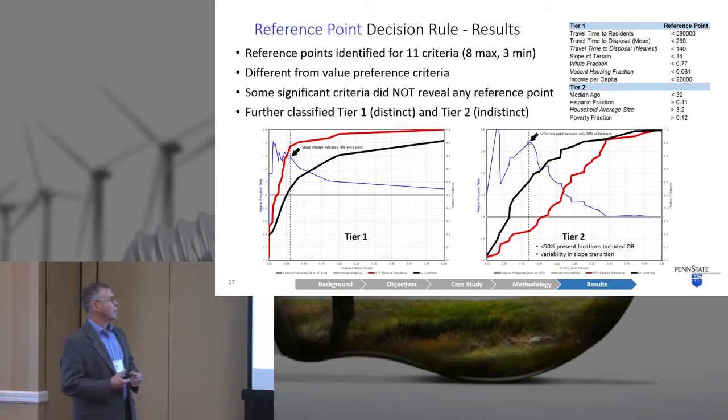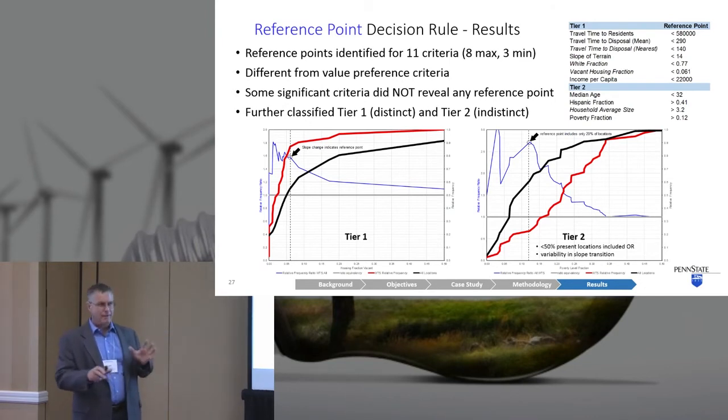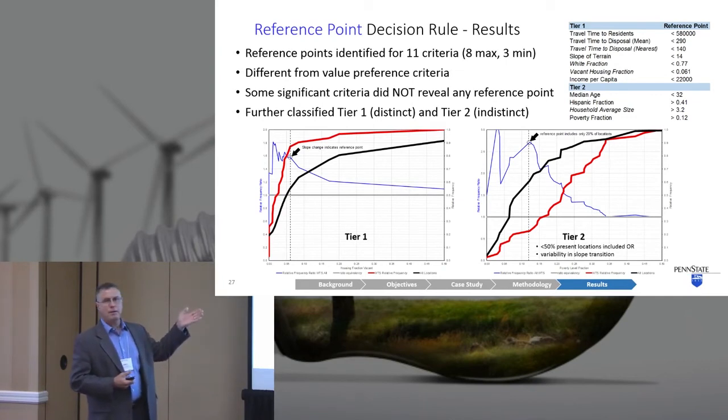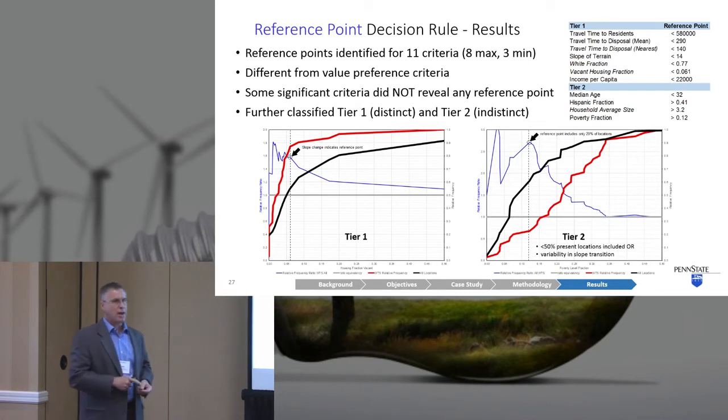I did a further classification just because sometimes this was very clear to see and sometimes it was a little bit subjective in terms of identification. So specifically, the distinct thresholds were classified as Tier 1, and those that were indistinct defined as they occurred at a point where less than 50% of the actual waste transfer stations would be included, or there was variability in the slope change that made it unclear if that was the exact threshold.